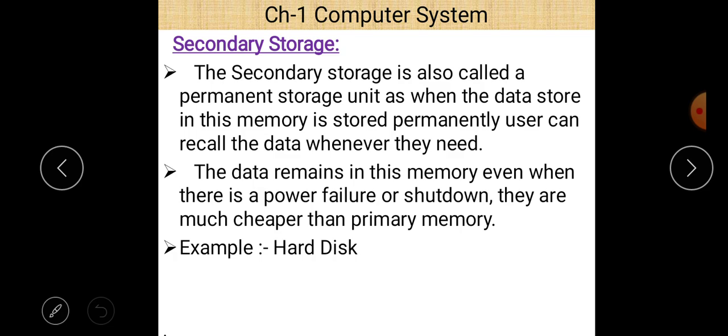So basically there are differences. First of all, when we compare to the main memory, data is stored permanently in the secondary storage. The second thing is, they are less expensive as compared to primary memory. And third thing, they still remain there even if the power supply is off, meaning they are non-volatile memory. So an example of the secondary storage is the hard disk.